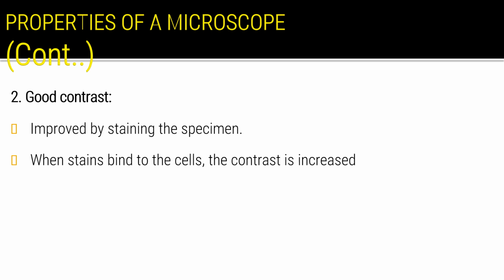The second property is good contrast. Good contrast can be improved by using stains. When the stain binds to the cell, the contrast is increased, so the cell organelles and other structures can be seen in a better fashion.